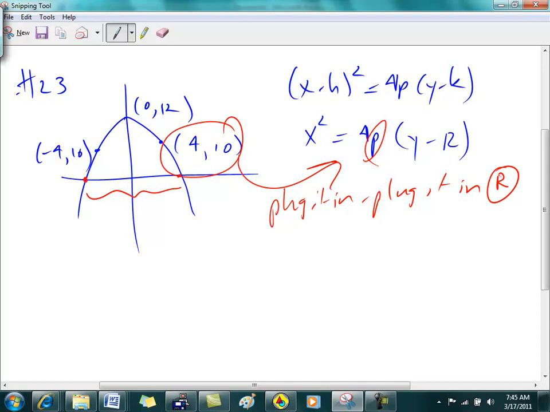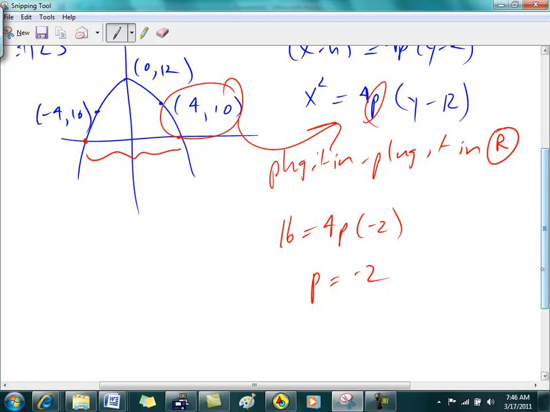Okay? Do it. No, plug x into 4, 10 into y. Okay, so it gives me 16 equals 4p times negative 2. So p is equal to negative 2. Did I smoke on that? Is that okay? Melissa? So then your equation becomes x squared equals negative 8 times y minus 12. And it makes sense because the parabola is pointing down, so there has to be a negative sign there. So that makes sense. Okay.